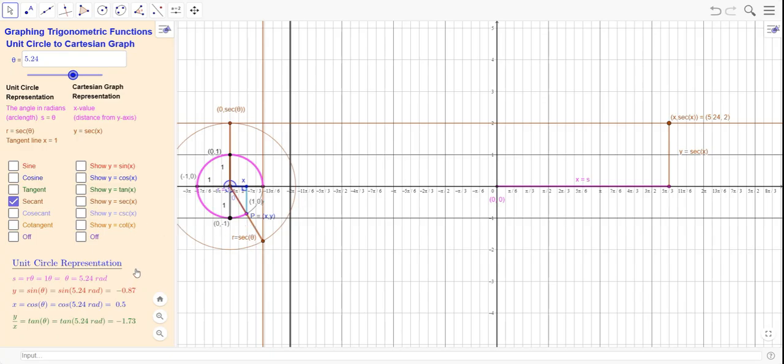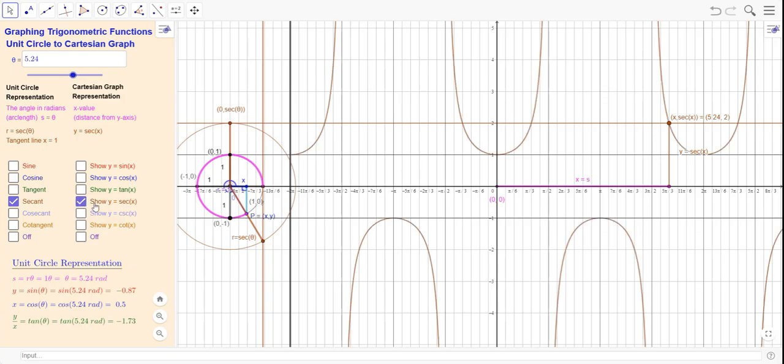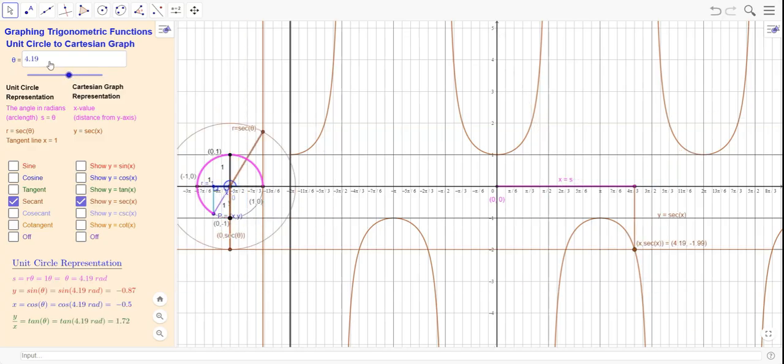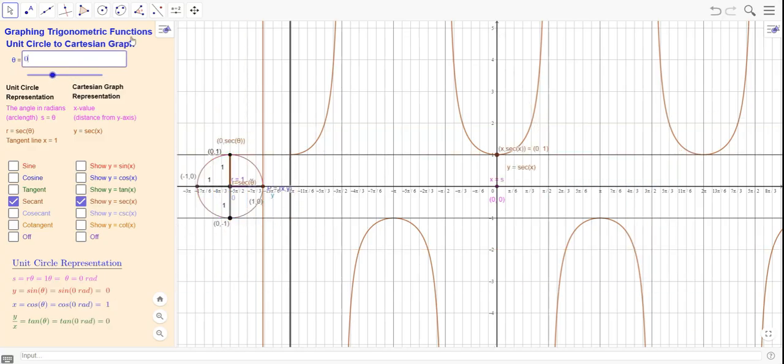So it's a little more complicated, but we can still do that. When the dust settles, here's what we end up with. Again, let's start at 0. We're right here at 1. If we take the point on the unit circle, r is 1, x is 1, 1 over 1 is 1. Secant of 0 is 1.